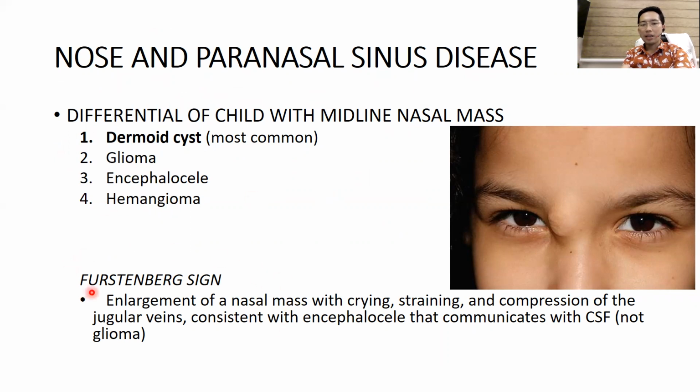Remember this sign, they call it the Furstenberg sign. It is the enlargement of nasal mass with crying, straining, and compression of the jugular veins. So it is consistent with encephalocele that communicates with CSF. Okay? So when you see a Furstenberg sign, it is encephalocele.